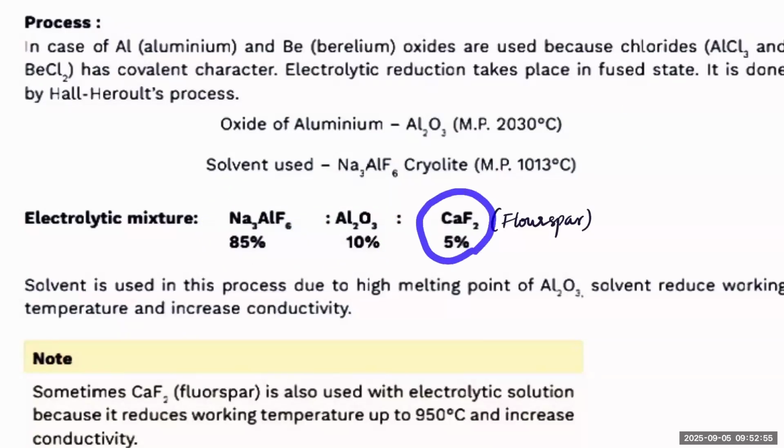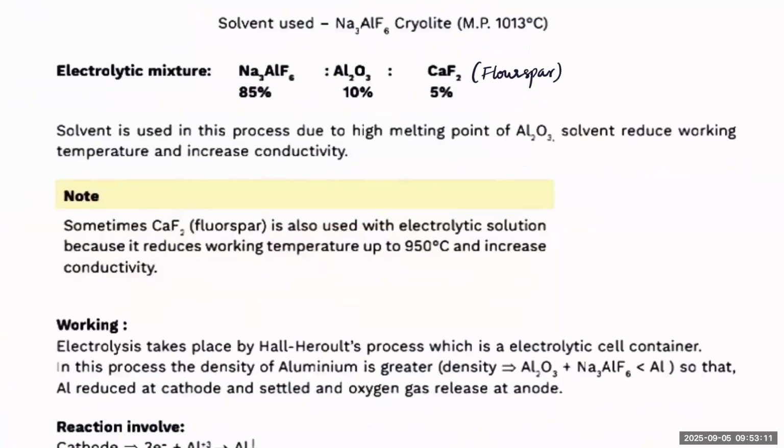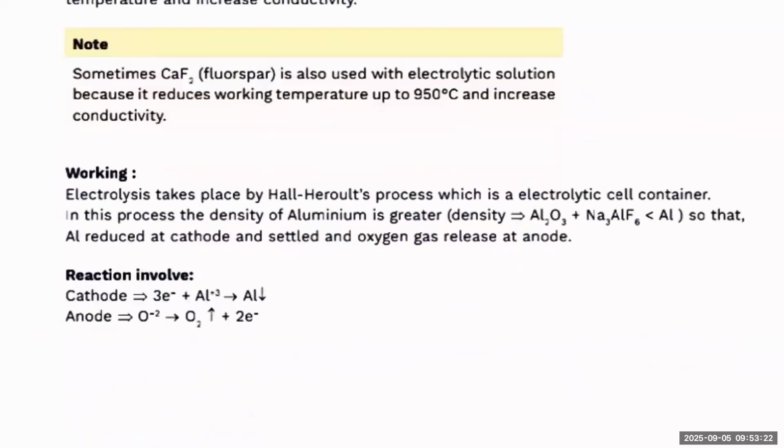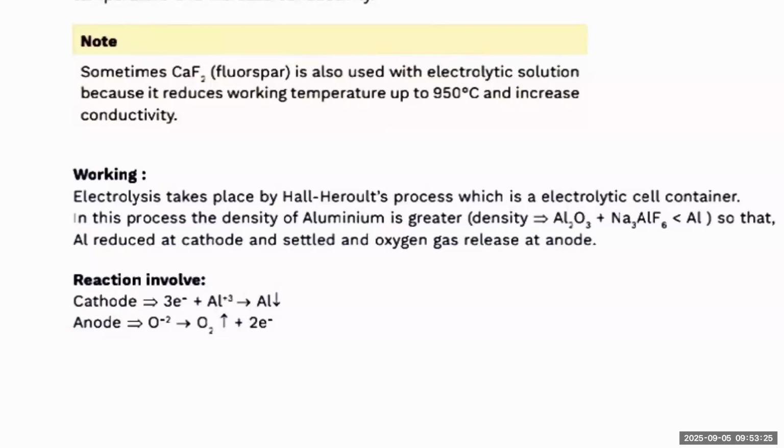Adding some more calcium fluoride, there are two advantages we will notice here. One, the melting point of the entire mixture will reduce. Second, a lot of ions will be generated so that electrical conductivity is increased. So you can say the solvent is used due to the high melting point of Al2O3, as it will reduce the working temperature and increase the conductivity. Calcium fluoride, fluorspar, can reduce the working temperature up to 950 degrees and simultaneously increase the conductivity.